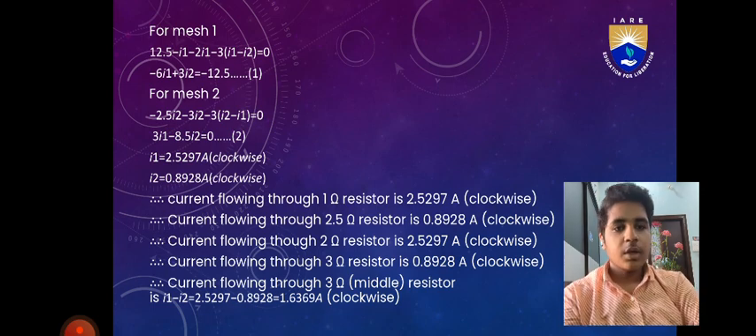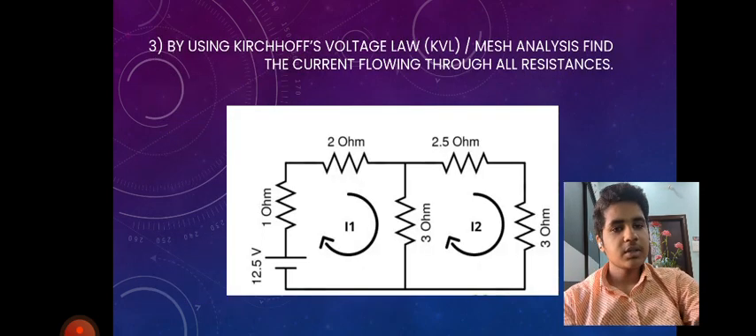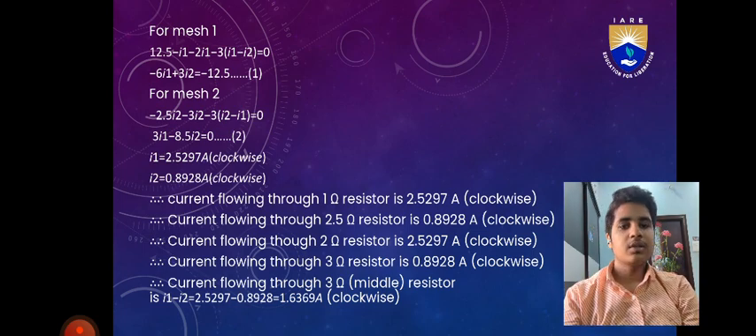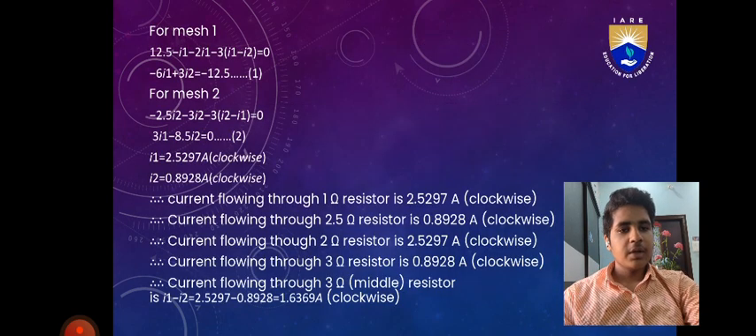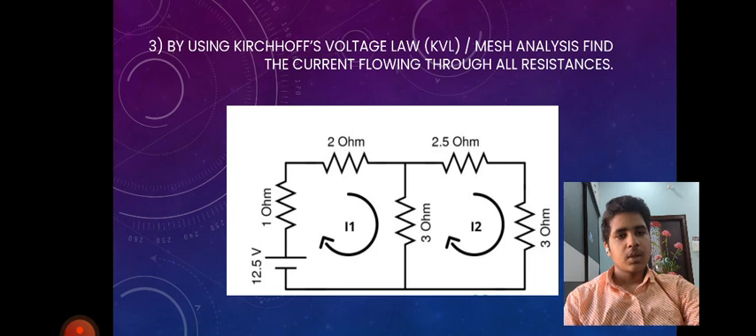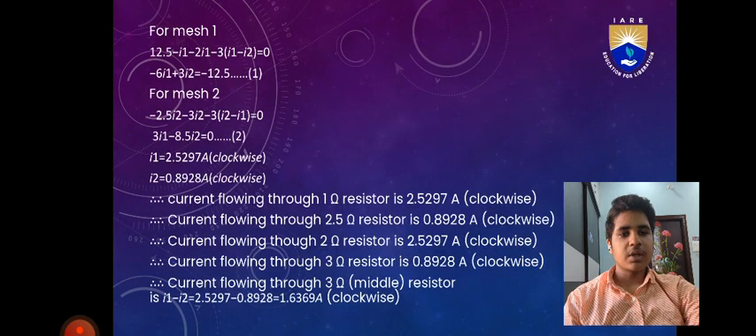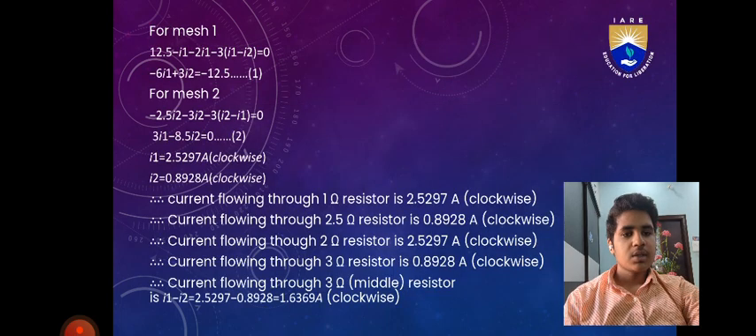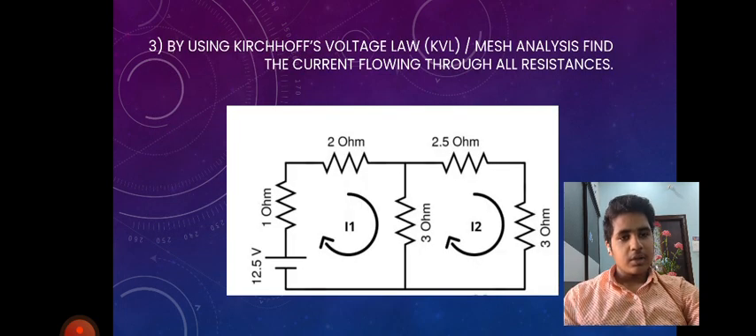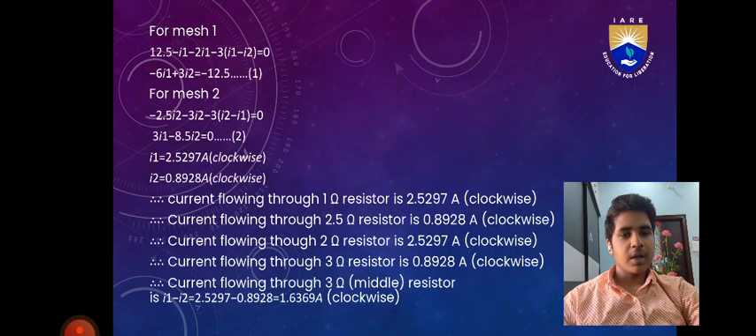Therefore, the current flowing through 1 ohm resistor is I1, that is equal to 2.5297 amps. Therefore, the current flowing through 0.2 ohm resistor is 2.5297 amps. The current flowing through 2.5 ohms resistor is 0.8928 amps, and the current flowing through 3 ohm resistor is 0.8928 amps. But the current flowing through 3 ohm resistor in the middle is I1 minus I2, that is equal to 1.6369 amps.